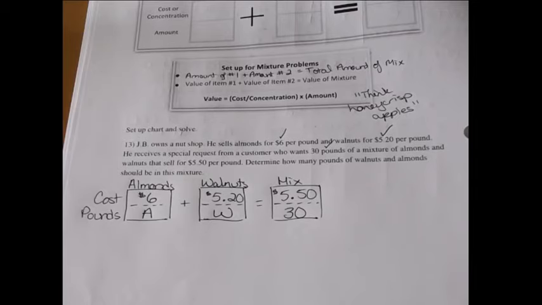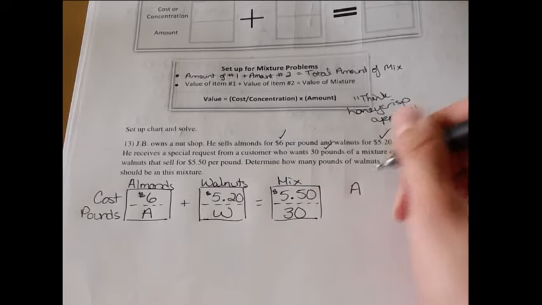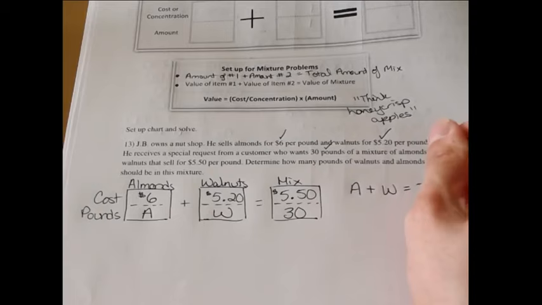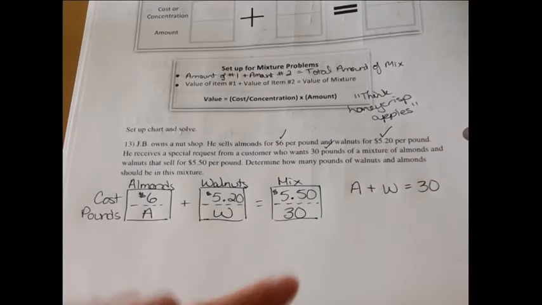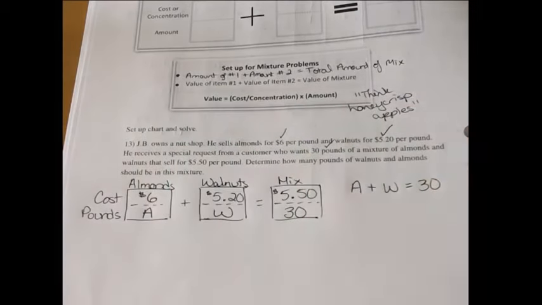Okay, we have two equations. The first equation is the amount of almonds plus the amount of walnuts equals the total amount in the mixture. Okay. So the amount of almonds plus the amount of walnuts is equal to the total amount in the mixture. A plus W equals 30. How nice is that? That takes care of the first equation.